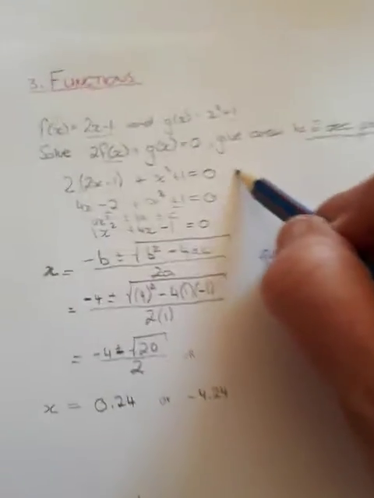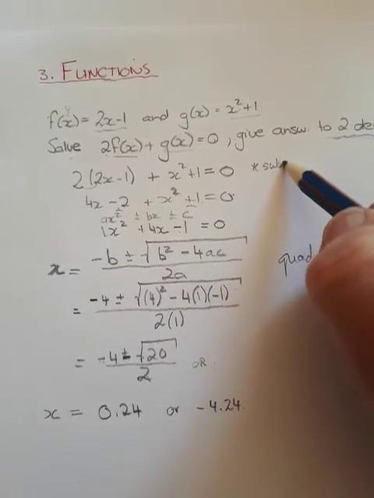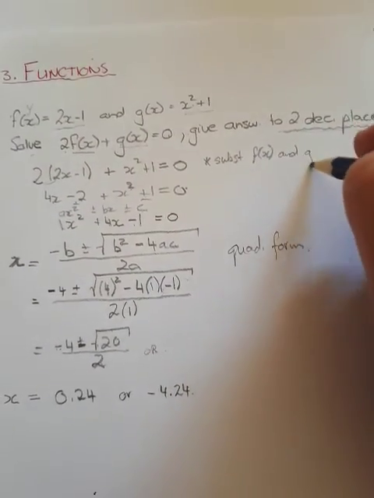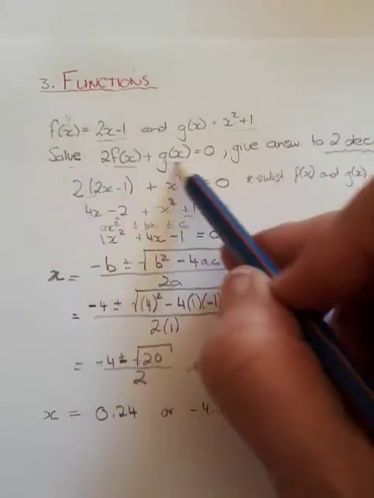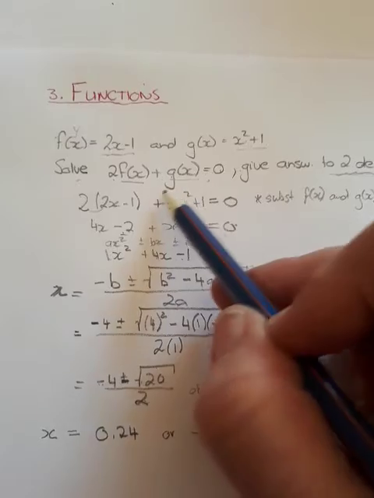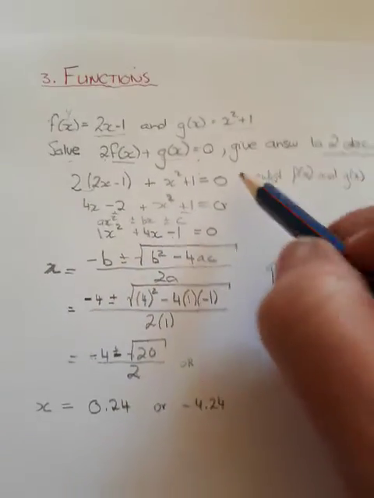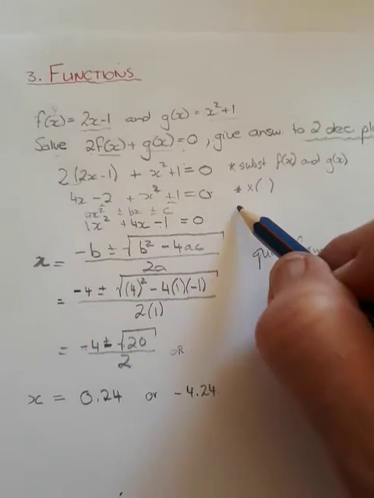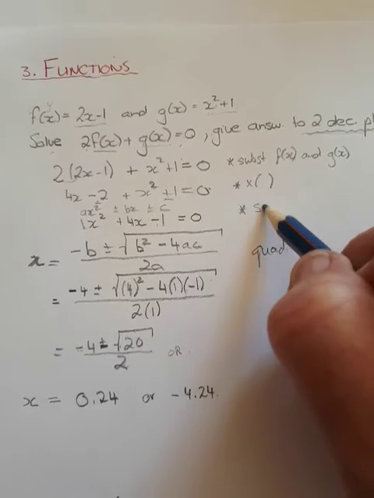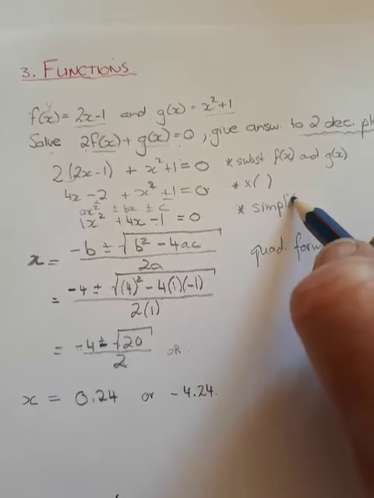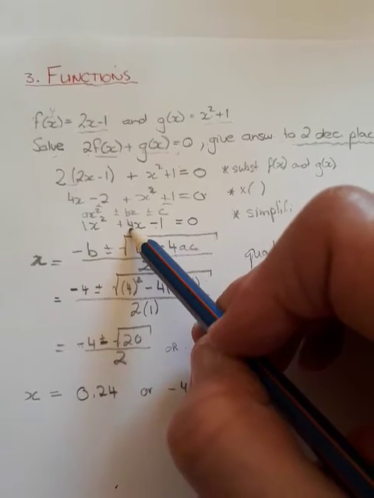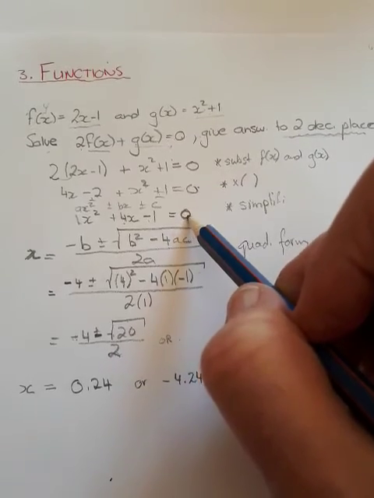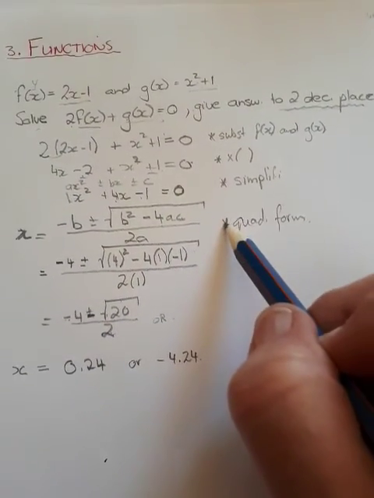So really, people, what have we done here? We started by substituting f of x and g of x into the equation that they have given us. Okay, that was step 1. Then step 2, we expanded the bracket or multiplied out the bracket. Then we simplified and we rearranged because we found that this will become a quadratic trinomial, right? Then we know how to solve it. We've got equaling 0, meaning we use the quadratic formula.